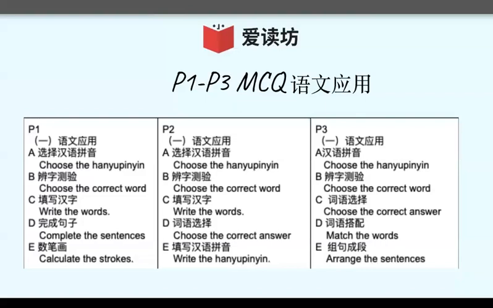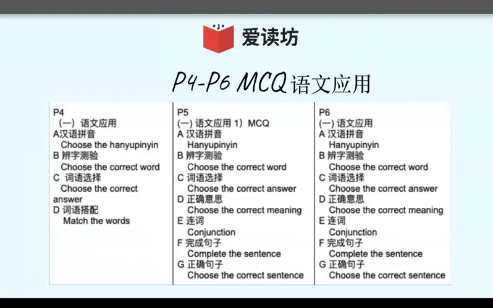P3 汉语拼音编制测验，词语选择，词语搭配，主句成段. Choose the 汉语拼音, choose the correct word, choose the correct answer, match the words, arrange the sentences. Now it's P4 to P6 MCQ format. So P4, choose the 汉语拼音, choose the correct word, choose the correct answers, match the words. 汉语拼音变字测验，词语选择，词语搭配.